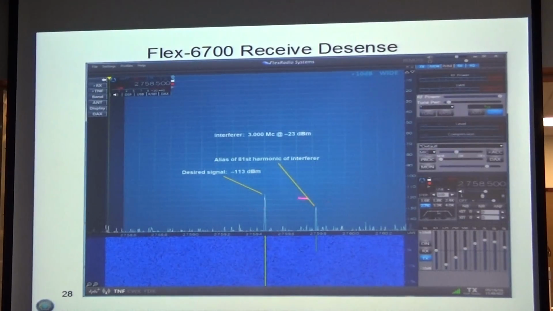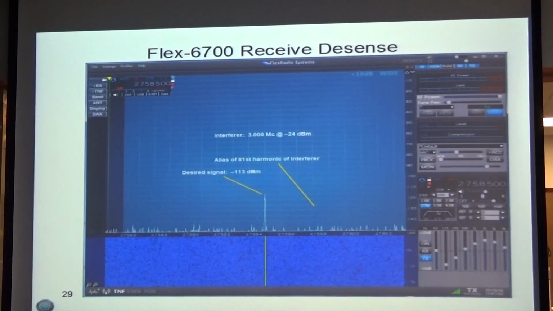It's always at minus 113 dBm all the time. So here's a case where my interferer is at minus 23 dBm, and here's the interferer that lands in channel. Now, let me drop the interferer by 1 dB. Gone. Keep in mind, these divisions are 5 dB per division, so a 1 dB change in that interferer resulted in a 5, 10, 15, 20 plus dB noise change. So now I'm down to minus 24 dBm, gone.